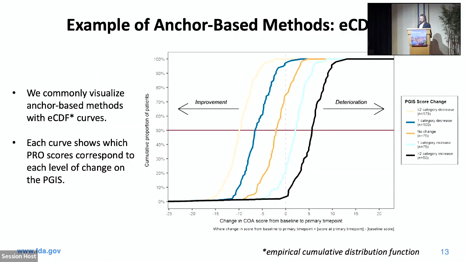This is not something I have time to discuss in detail, but I just wanted to show these figures because these are empirical cumulative distribution function curves. When anchor-based methods are done, this is a common graphical output that will show the separation of PRO scores based on the global disease severity. And so, you could see if you have separation between the different levels of disease severity, how that might help you determine at what point the change in the COA score is actually indicative of a global change in disease severity.